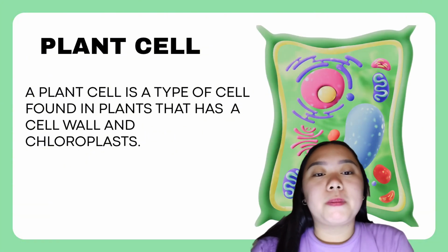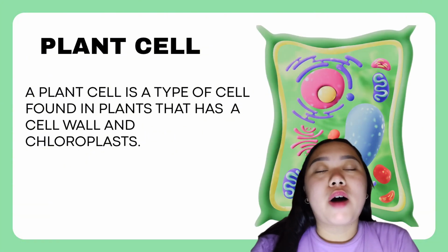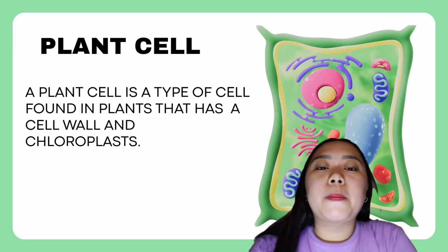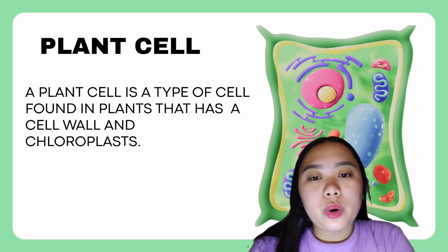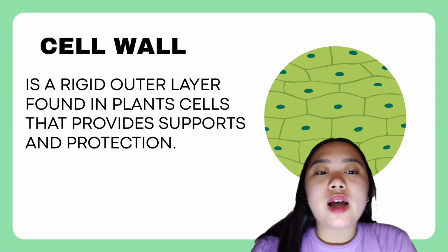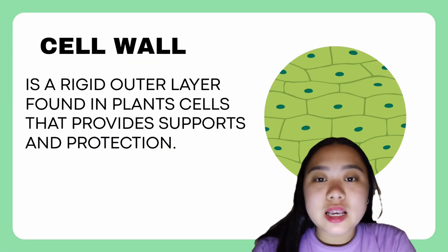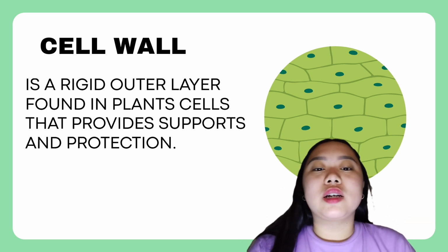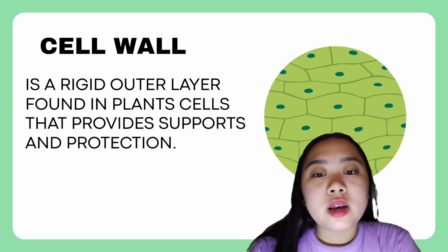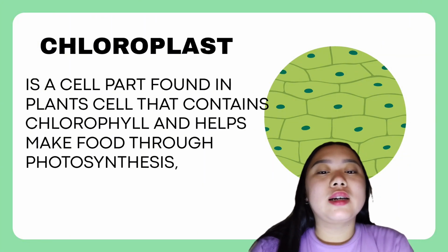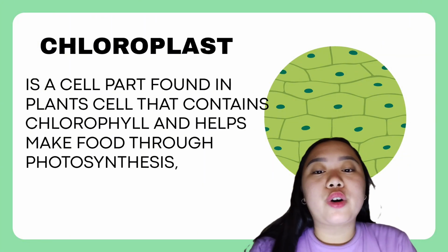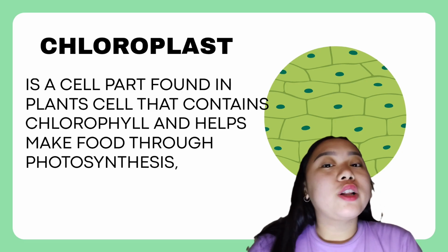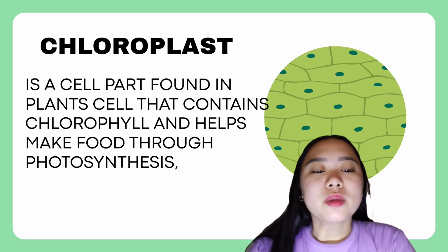But the plant cell is a type of cell found in plants. They have a cell wall for support and chloroplasts for making food. The cell wall is a rigid outer layer found in plants. The cell wall is only found in plant cells. It gives the cell strength and protection. The chloroplast helps plants make their own food using sunlight. This we call photosynthesis. Okay.